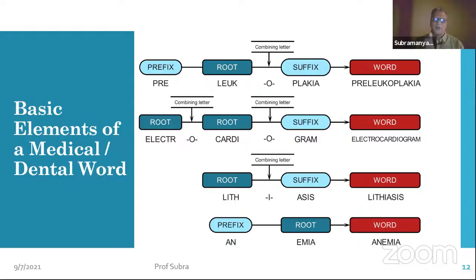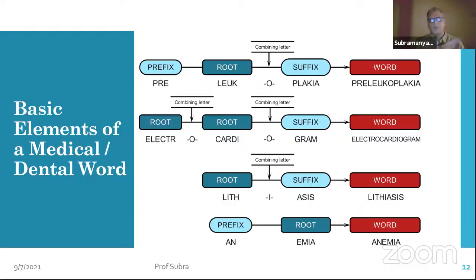As I told you, most of the words should have at least one root word. But there are locations where you can have two root words. Like here, electro, cardio. Okay, so we have two root words. And of course, the suffix here is gram, and the word is electrocardiogram.